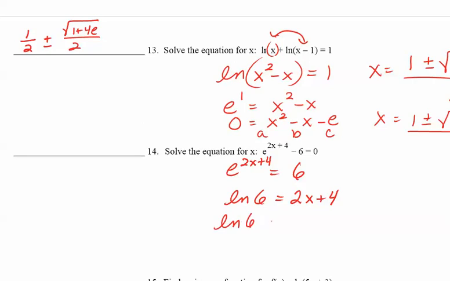So the natural log of 6 minus 4, notice there's no parentheses there, is equal to 2x, and divide by 2. So we could write, you could put 1/2 in front here if you wanted to instead of a fraction. Take 1/2 of each term though. So we would get x is equal to 1/2 the natural log of 6 minus 2.